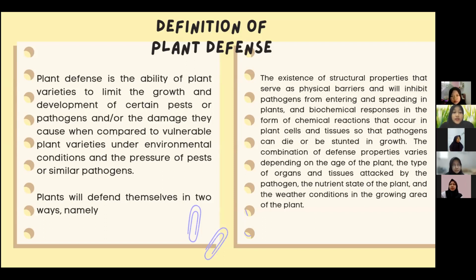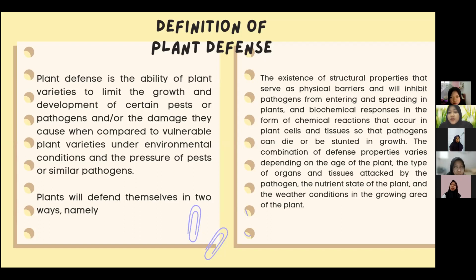Plants will defend themselves in two ways, namely the existence of structural properties that serve as physical barriers and will inhibit pathogens from entering and spreading in plants, and biochemical response in the form of chemical reactions that occur in plant cells and tissues so that pathogens can die or be stunted in growth.